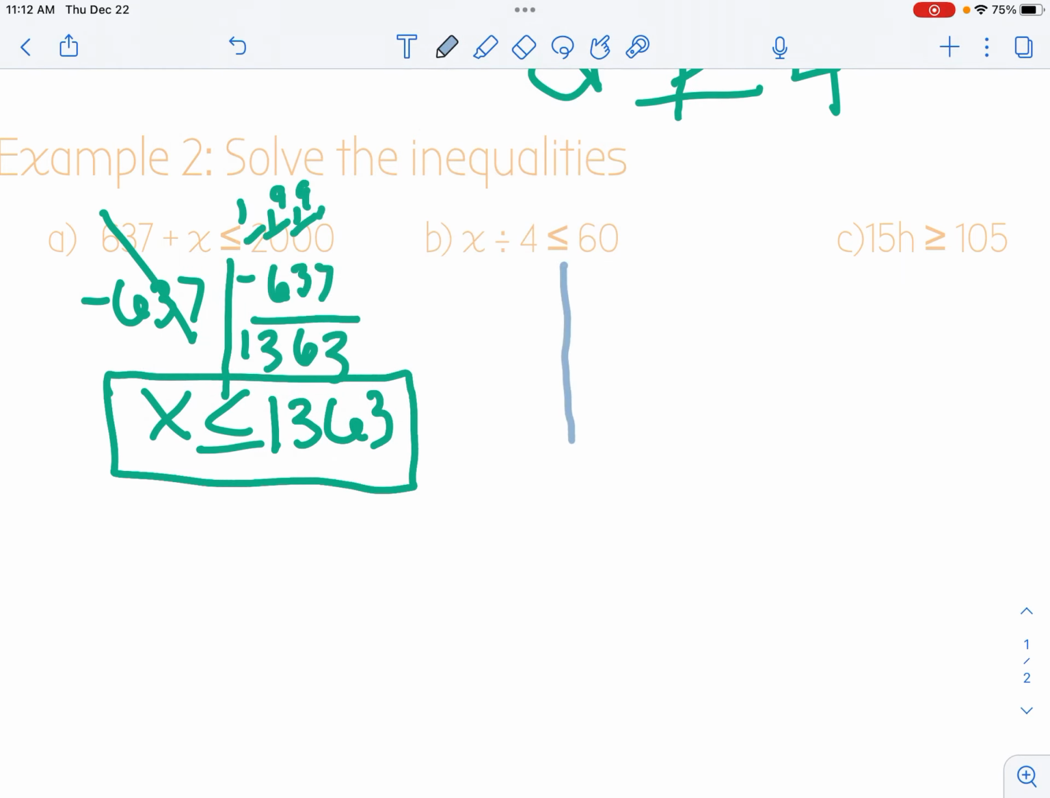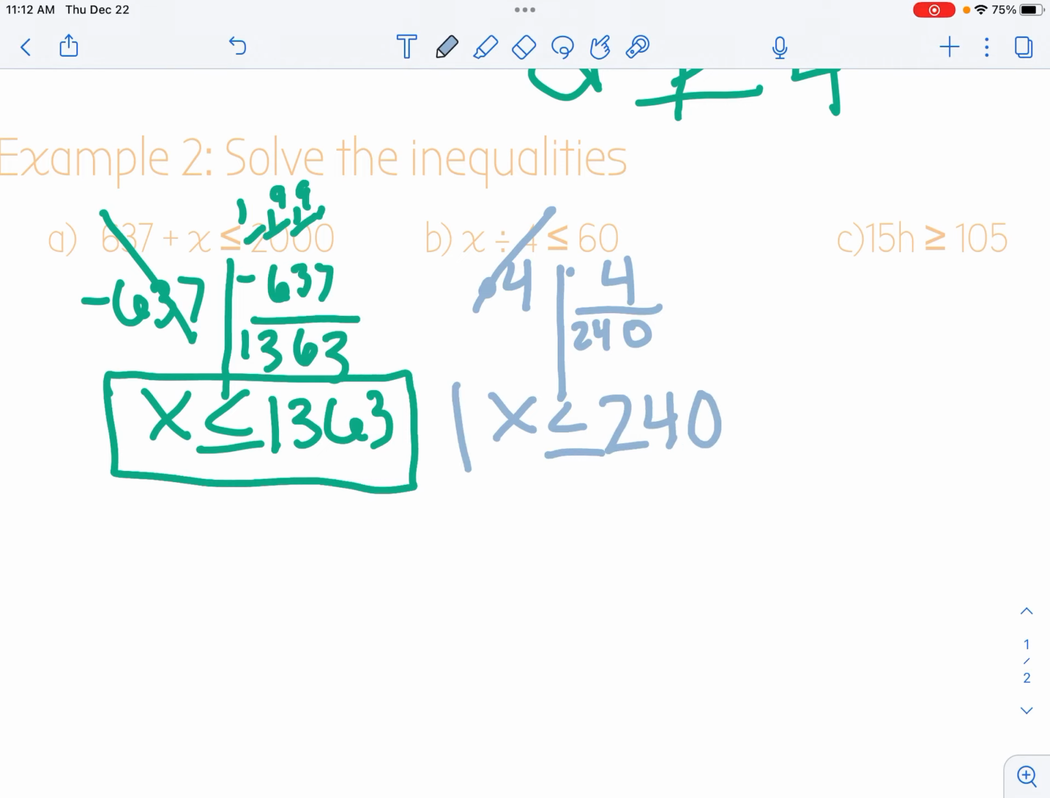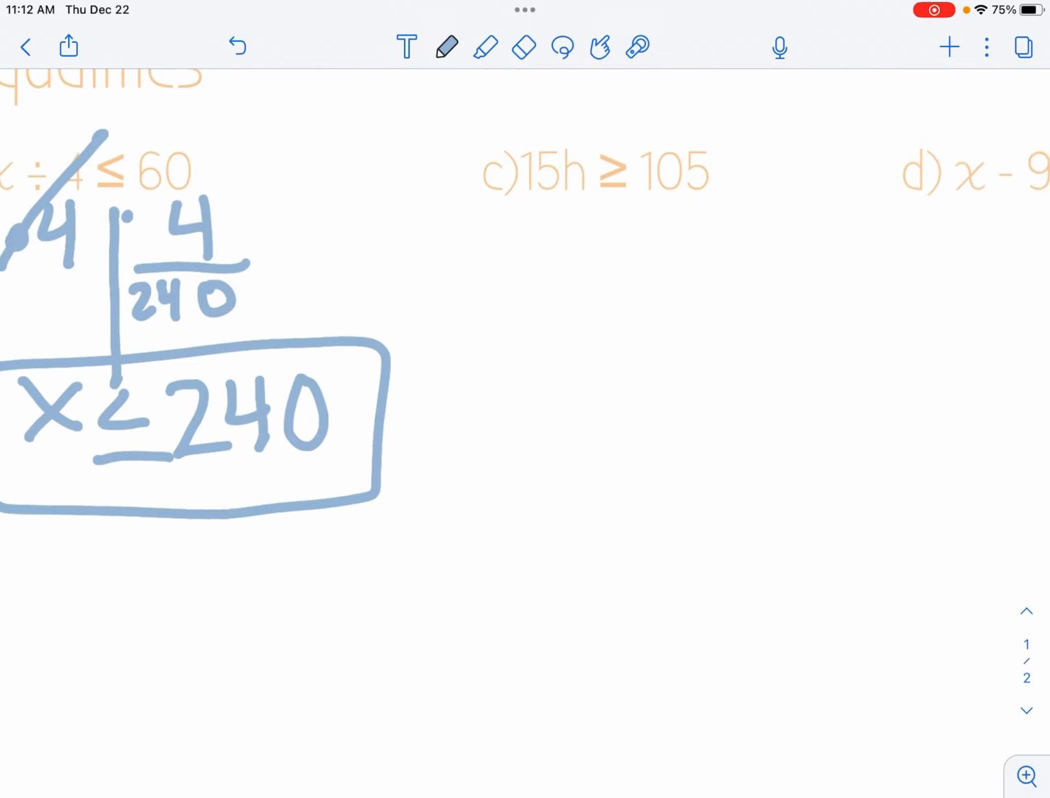Problem 2, draw your line down. We're seeing that division is being used, so to undo division, I'm going to multiply both sides by 4. I'm going to go ahead and cancel those out. X is less than or equal to, I'm going to go ahead and multiply here. 4 times 60, I'm going to take that dot away because it kind of looks like a decimal. Put it over here. 4 times 0 is 0, and then 4 times 6 is 24. So my solution would be x is less than or equal to 240.